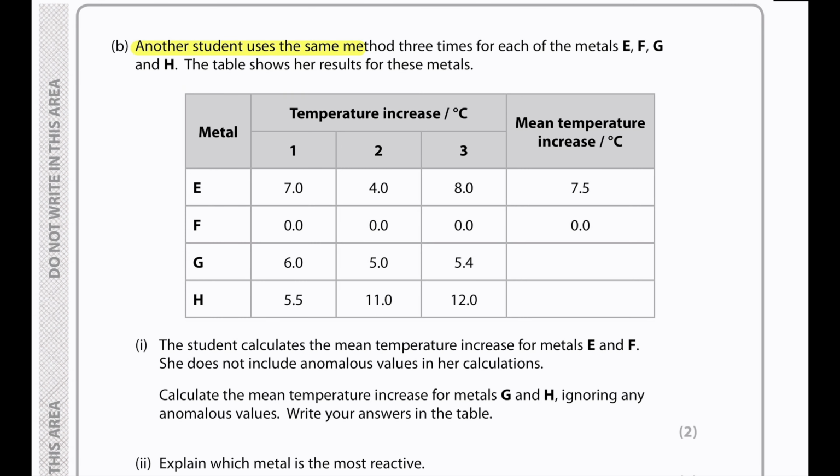Another student uses the same method 3 times for each of the elements E, F, G, and H. The table shows her results for these metals. For E, temperature rise in the first experiment 7, 4, and 8. So the average temperature increase is 7.5. That means we have omitted this particular result.